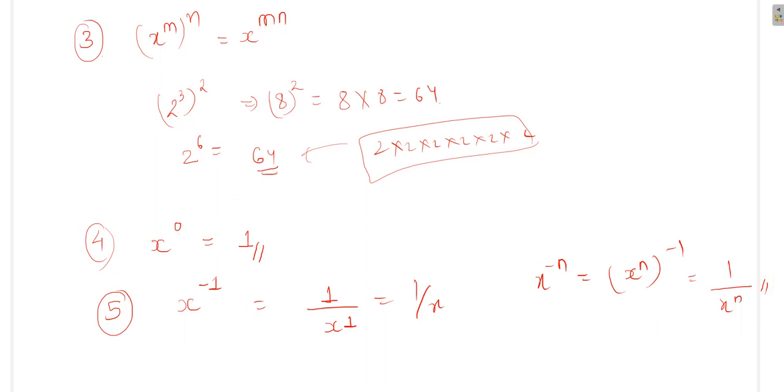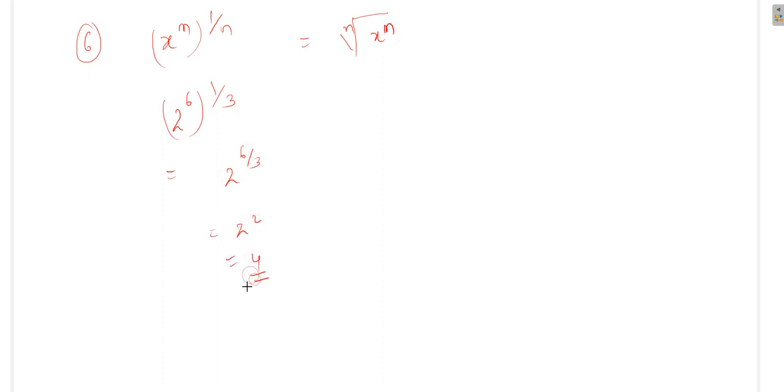Let us talk about the sixth property. The sixth property is, say, x power m whole power n. The property gives that this is the nth root of x power m. Suppose you have 2 power 6 whole power 1 by 3. What you can do is, it's nothing but 2 power 6 by 3, that is 2 square, that equals 4.